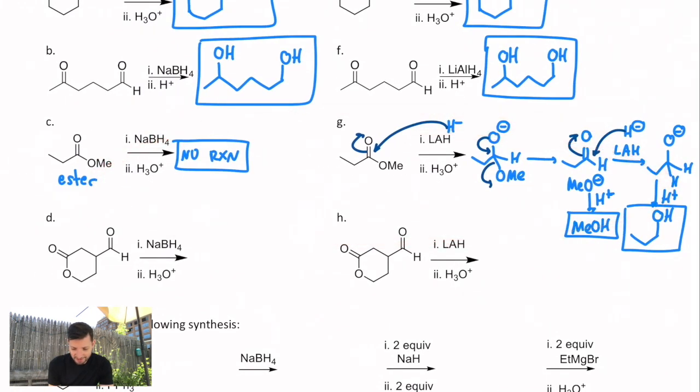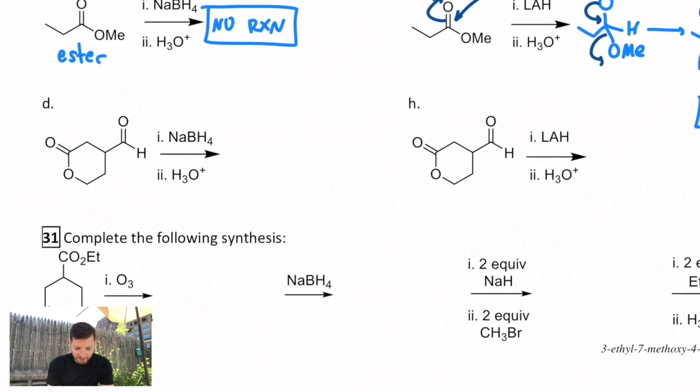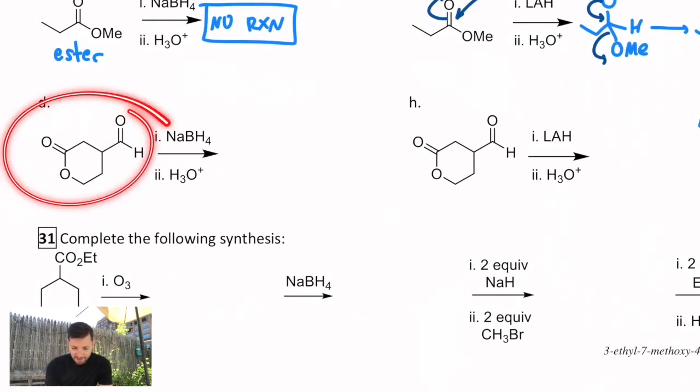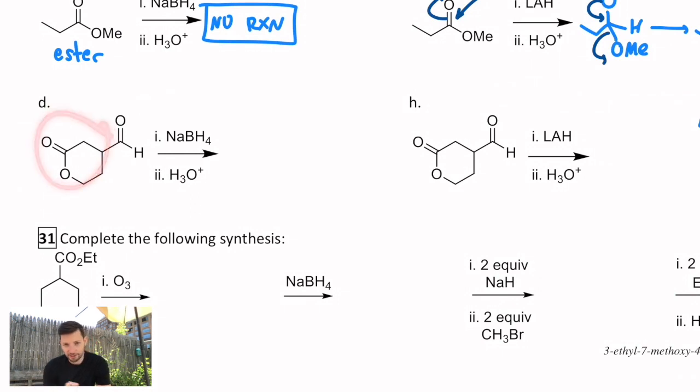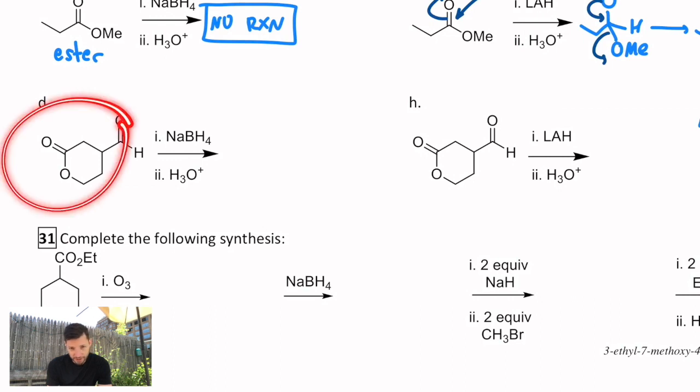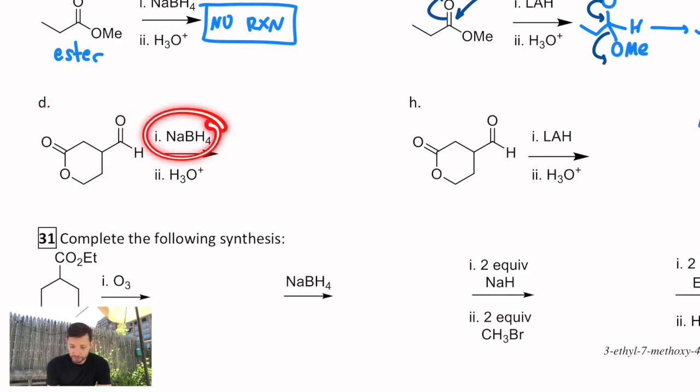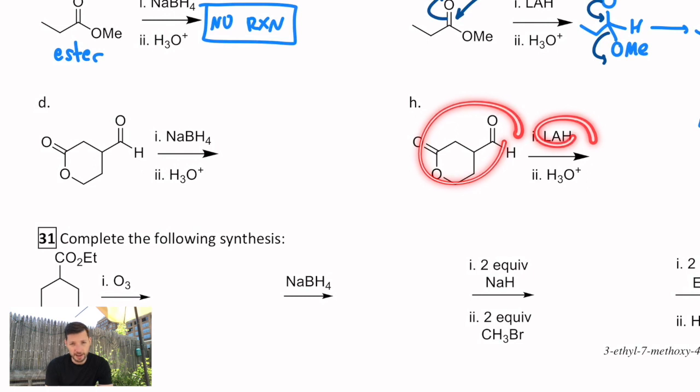Knowing that, see if you can predict what you would get from this last example in this sequence. Here we have a cyclic ester and then a tethered aldehyde hanging off of the ring. What would you get if this molecule reacts with sodium borohydride? And then what would you get if the same molecule were to react with lithium aluminum hydride? Try that now, come back and check and see how you did.